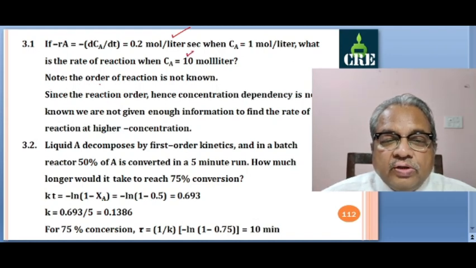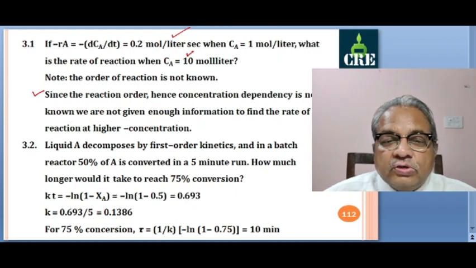And note, it is given that the order of the reaction is not known. So the answer will be simply, since the order of the reaction is not known, you don't know the concentration dependency. That means you are not provided with enough information to find the rate of reaction at higher concentration.